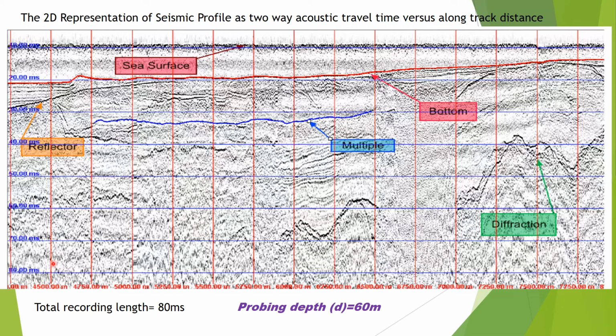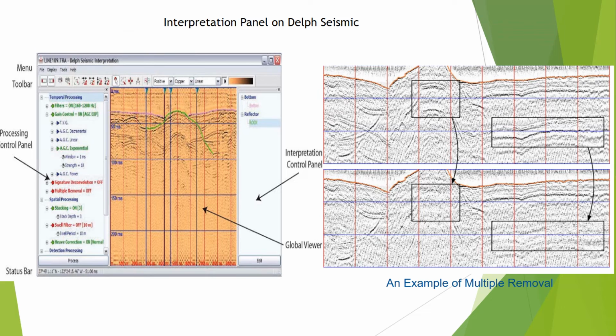Now you can see there is a total of 80 milliseconds of penetration. So 80 milliseconds may be the total recording length used in the deep acquisition system. When you convert the two-way travel time of 80 milliseconds to 40 milliseconds one-way, considering the velocity of sound as 1500 meters per second, we get a probing depth of about 60 meters. So with that source we can probe 60 meters below the sea surface level. From this seismic profile we can extract this information. So this is the interpretation panel on the deep seismic.